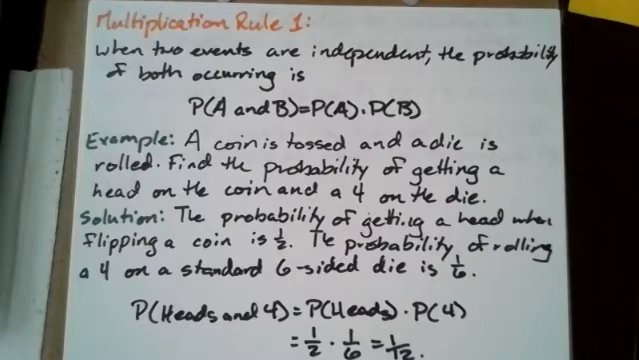The probability of getting a head when flipping a coin is 1/2, and the probability of rolling a 4 on a standard 6-sided die is 1/6. The probability of getting a heads and a 4 is the probability of heads times the probability of 4, which is 1/2 times 1/6, which is 1/12. 1 out of 12 times you perform this, on average, you should see a heads and a 4.